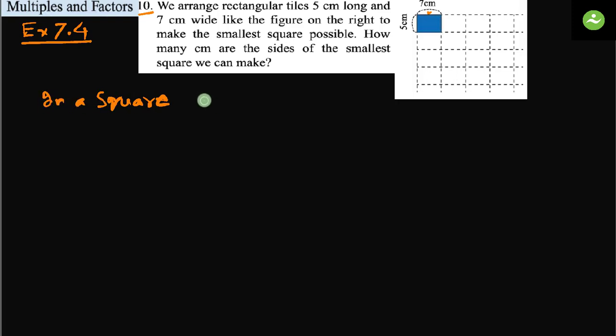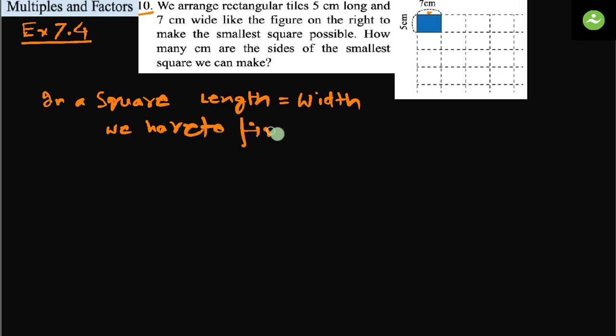in a square, length equals to width. It is same. So we have to find the length of the square.